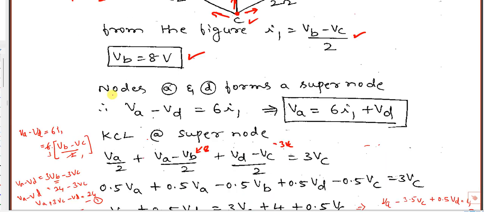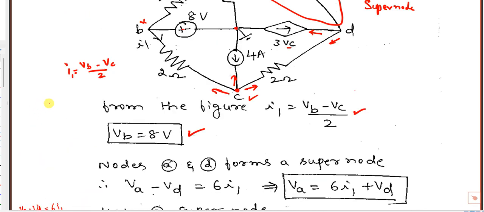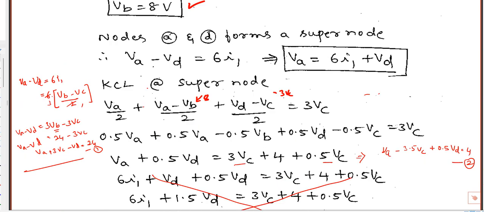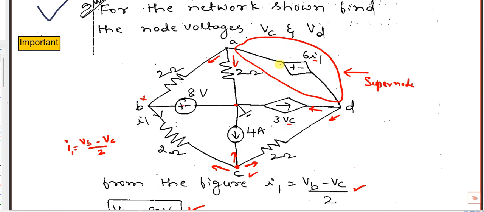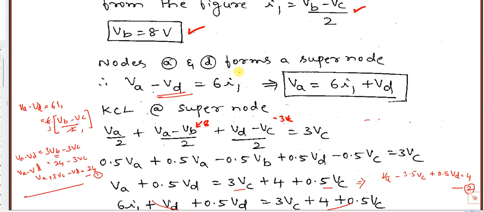So instead of going for this, what you can do is VB is equal to 8 volts. Directly we can write. So from this equation, instead of going through this complex method they have done, what you can do is, from the figure, VA minus VD is equal to 6i, right? From the super node, VA minus VD is equal to 6i. This I1 value is VB minus VC. You substitute here.